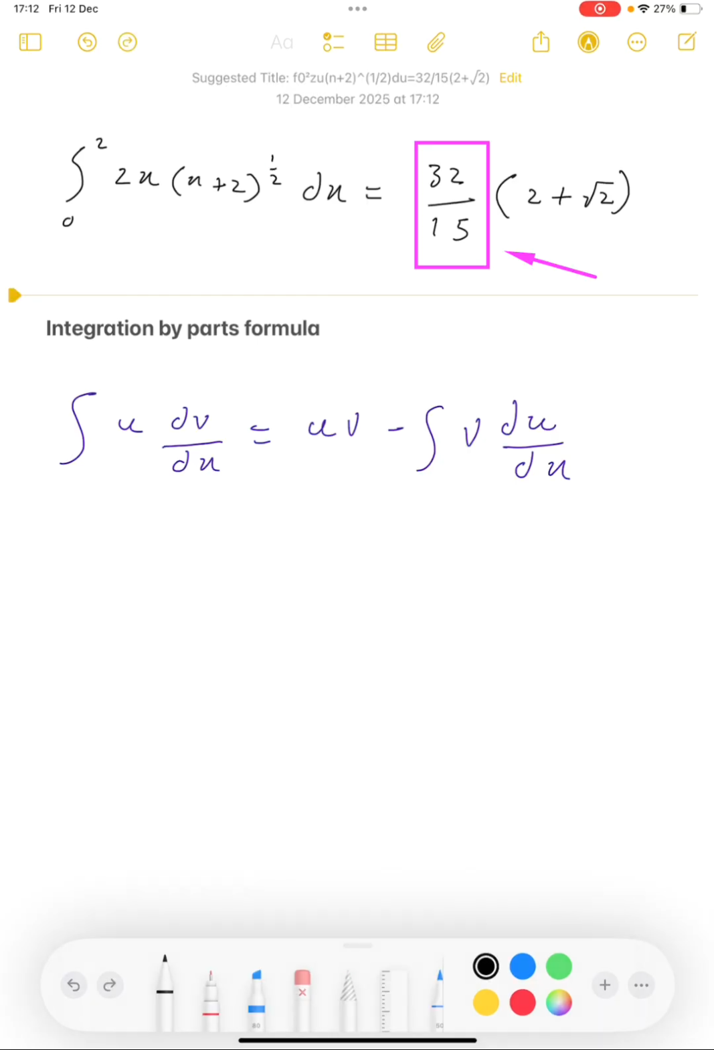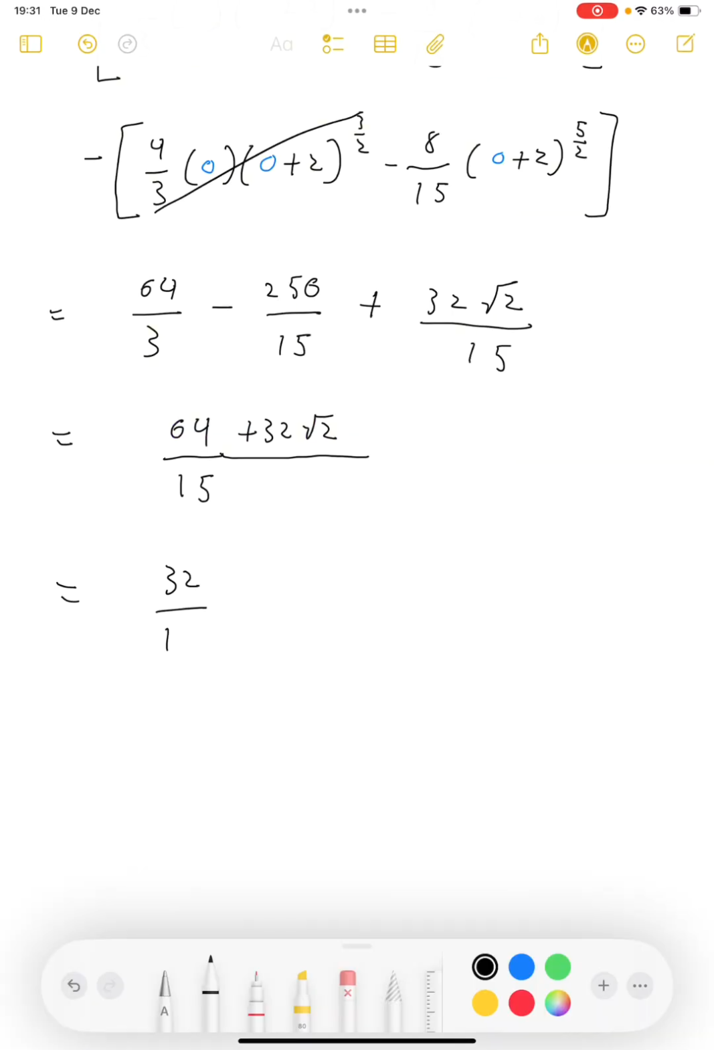They want us to take out a 32 over 15, which we can easily do. And there we go, we have solved it.